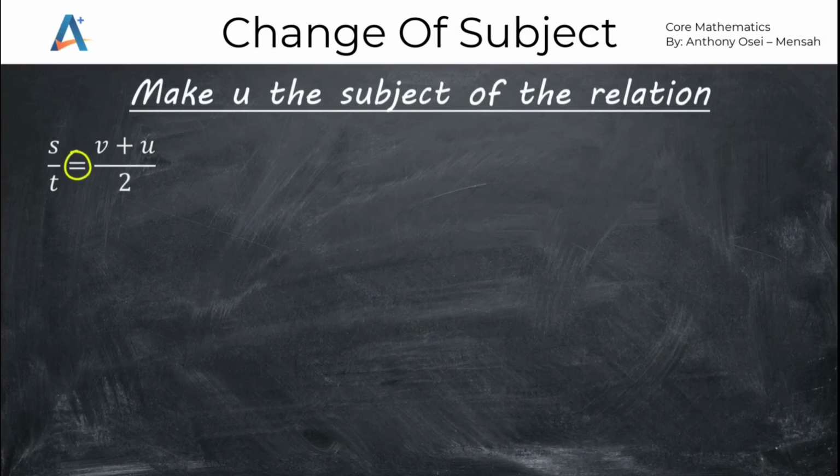There is an equal sign and I can see a term which is a fraction at the left hand side, and I can see another term which is also a fraction at the right hand side. So I will use cross multiplication or the least common multiple method. So let me start with the cross multiplication method.